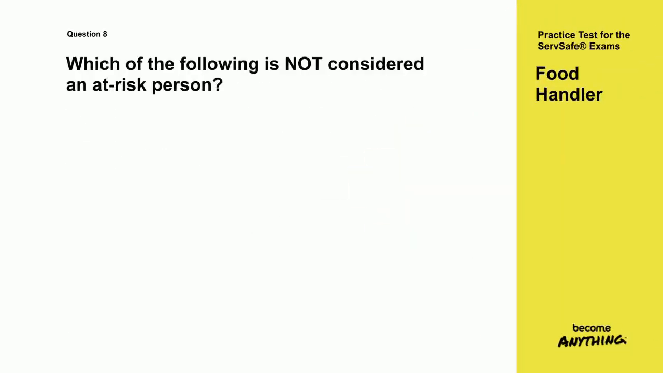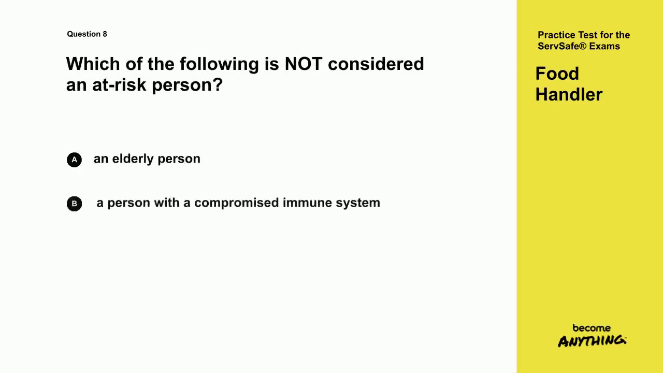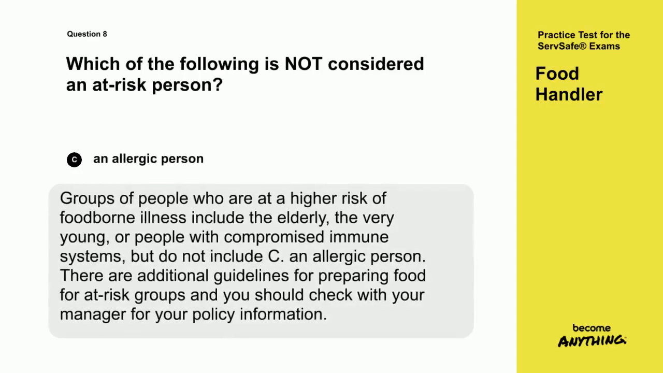Question 8. Which of the following is not considered an at-risk person? A. An elderly person. B. A person with a compromised immune system. C. An allergic person. D. A preschool child. Groups of people who are at a higher risk of foodborne illness include the elderly, the very young, or people with compromised immune systems, but do not include C, an allergic person. There are additional guidelines for preparing food for at-risk groups, and you should check with your manager for your policy information.